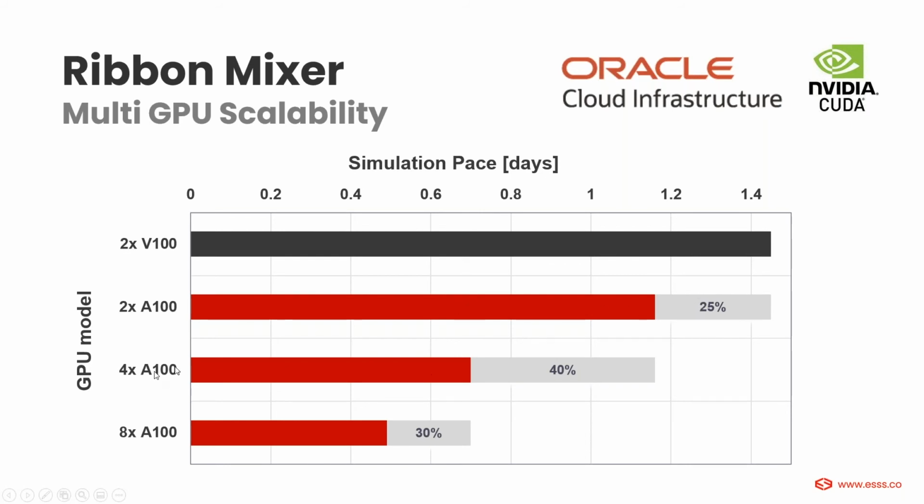And as we move on to 4 A100s, we get another 40% in comparison with the 2 A100s, and another 30% if we increase to 8 GPU cards. And this is, at the end of the day, a reduction where we are going from 1.5 days to only half a day to run this, if we have available resources.